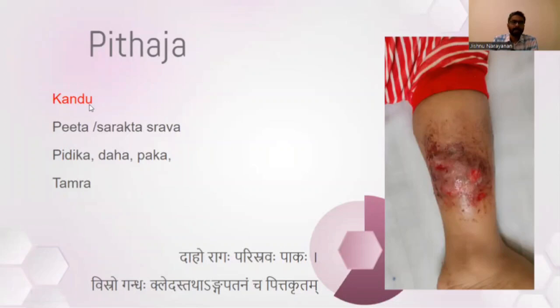And Kandu, again, even though it is not a Pittaja Vikara, but Kandu becomes a mandatory condition in these varieties. So Kandu can be excluded, but otherwise you can see a very specific Pitta condition here. So here you can see in the sloka where Charaka explains the symptoms of Paitika Kushta: Daha, Raga, Parisrava, Paka, Visragandha, Kledasthada, Angapadanam cha Pittakrata. So this is very easily visualized here.